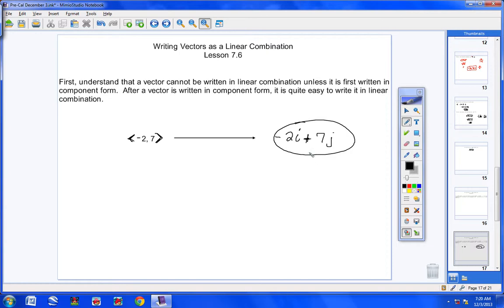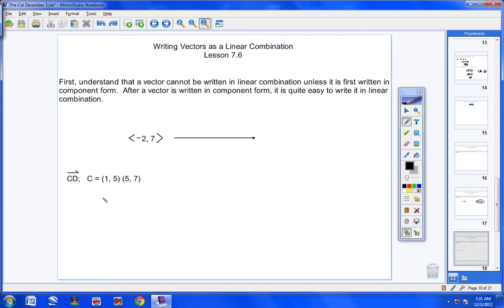Now, why i and j? I don't have an answer for that. I will say this though. Some textbooks do use different letters. Most do not. In fact, I've only used one. I'm thinking it's Saxon, but I could be wrong. So don't hold me to that. I think Saxon has two X's, I don't remember. But anyways, I've only used one textbook that used different letters, but all the other textbooks I've ever used always use i and j. And so that's all you have to do to write a vector as a linear combination. Now that's easy. So let's practice a couple.